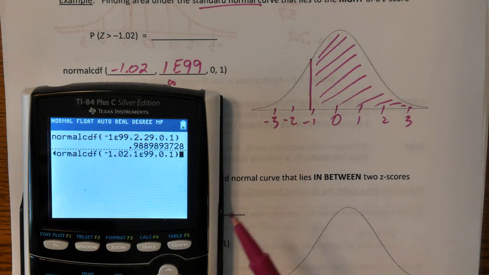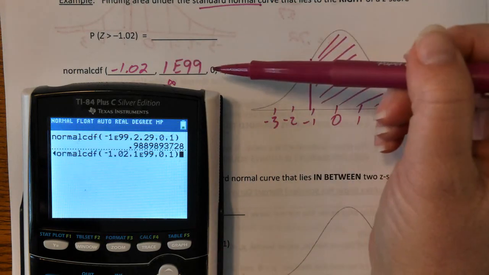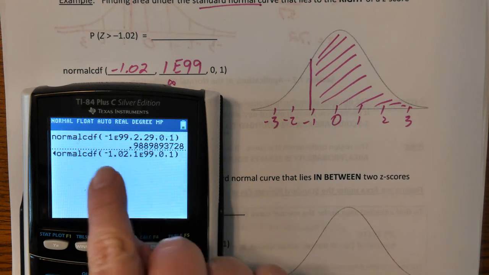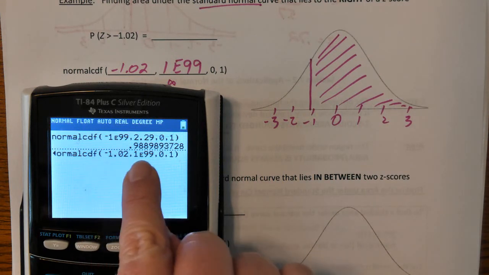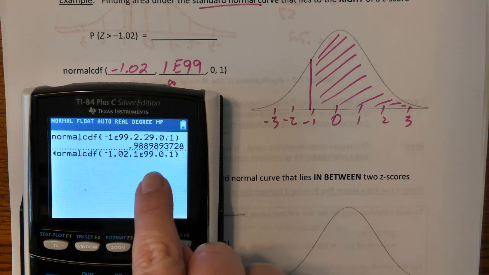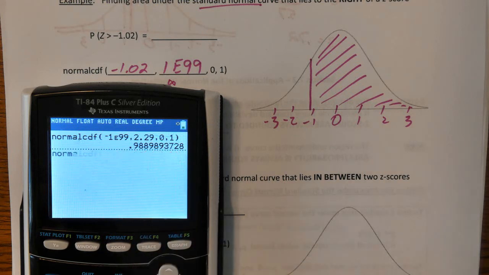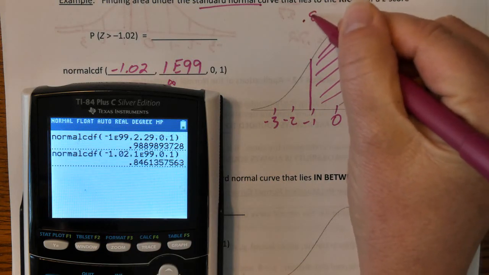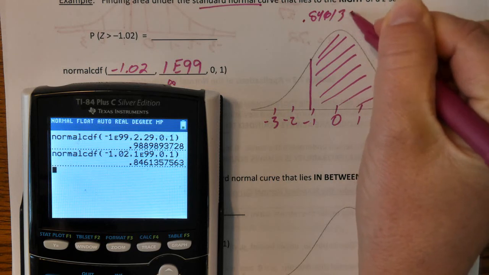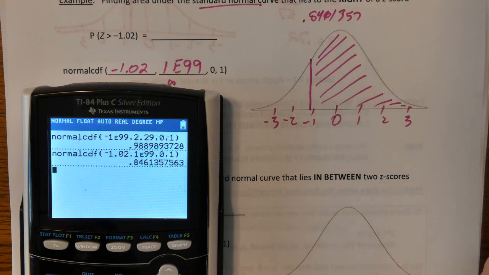Remember, if you do not have an 84 to prompt you for those things, you just have to know that it's your lower number, comma, your upper number, comma, 0, comma, 1. And when you type that in, it tells you 0.8461357, and so on.